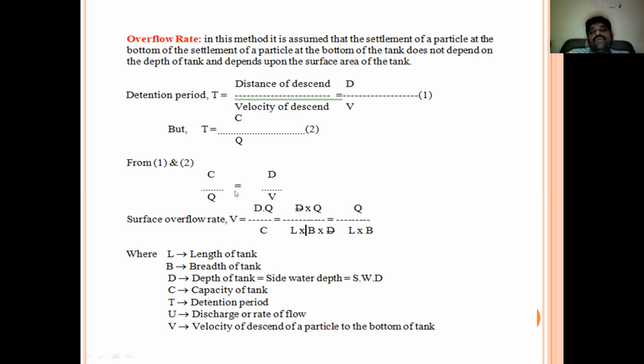Simply, we are substituting C by Q equal to D by V. The surface overflow rate V equals D into Q by C, and C is the capacity of the tank, length into breadth into depth, so V equals Q by L into B. Hope you understood the derivation. Here, L is the length of the tank, C the capacity of the tank, T the detention period, Q the discharge or rate of flow, and V the velocity of descent of the particle to the bottom of the tank.